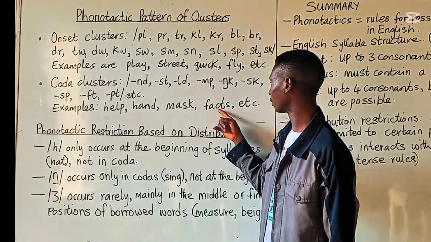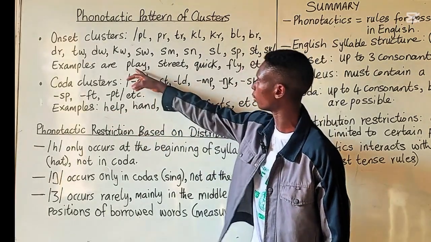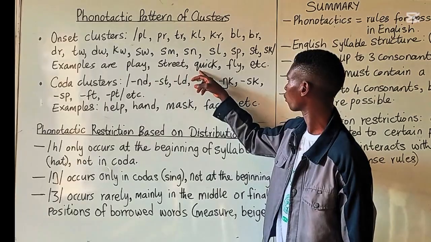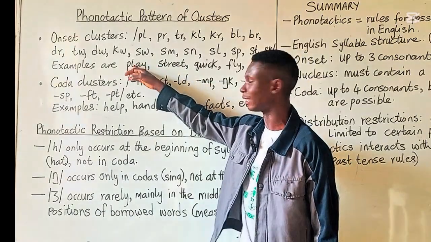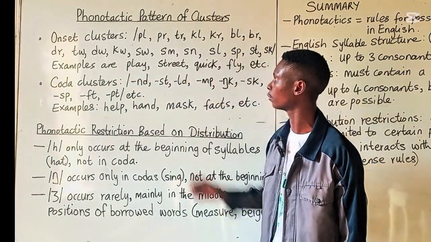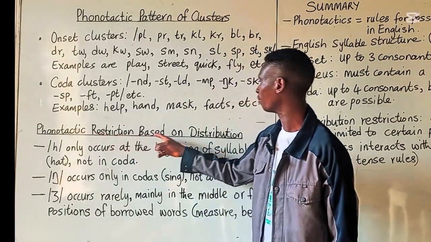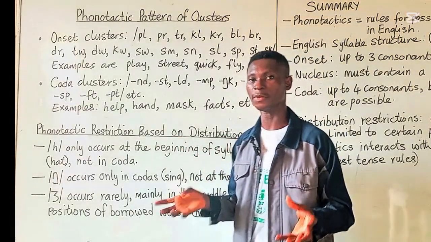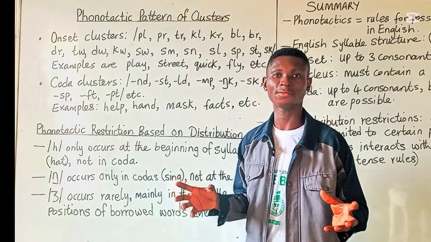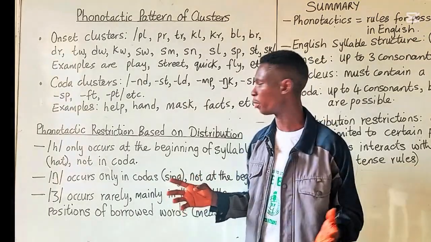So we have the clusters at the final position of these words, unlike these ones, play, street, quick, fly, where we have the consonant clusters at the initial position. Again, let's look at phonotactic restriction based on distribution, based on different distributions of sounds. What are the possible arrangements we can have?